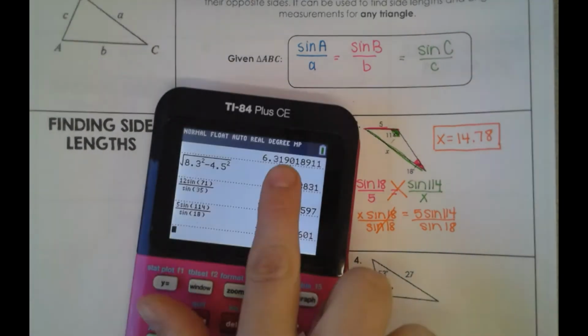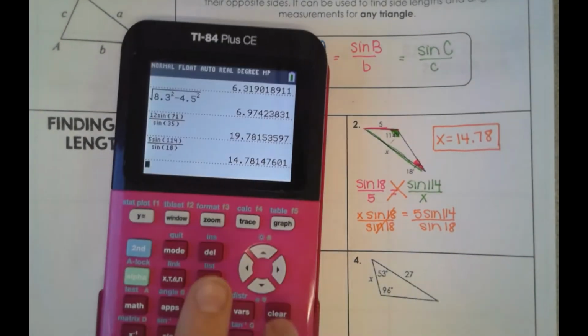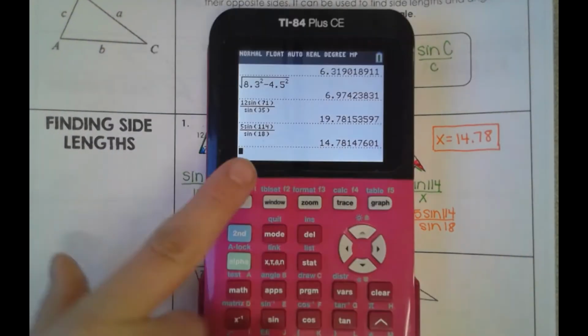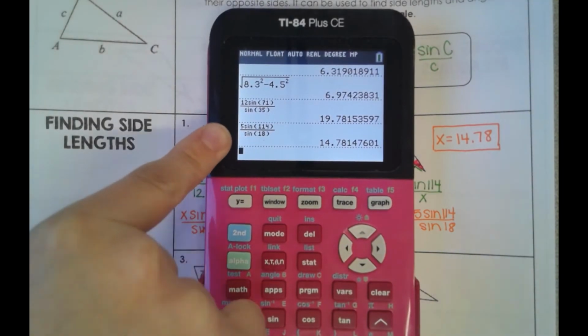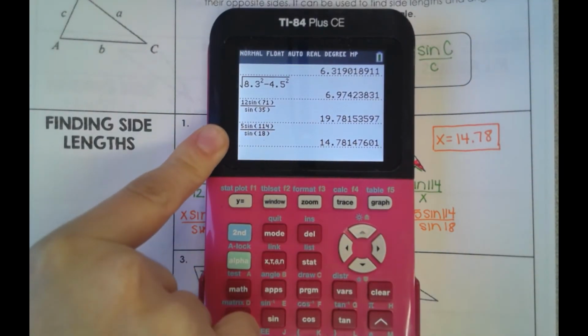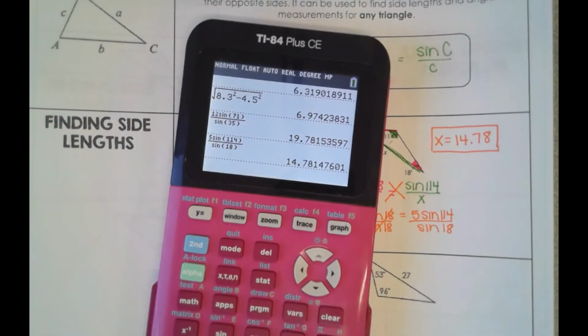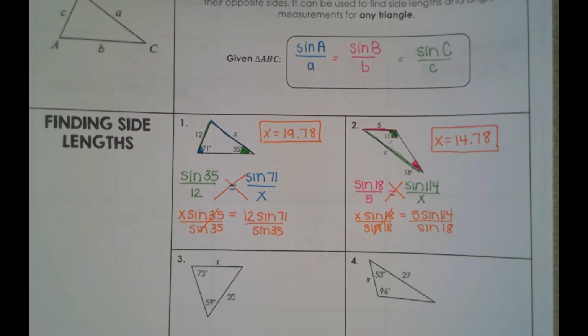Does your calculator say degree? Yes. And did you type it in like this? 5. Okay. If you're just doing the divided, you've got to close your parentheses because it'll put the rest of that within the parentheses. Okay. Any questions?